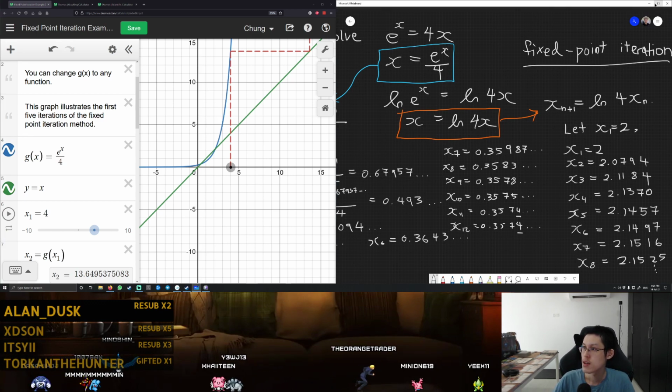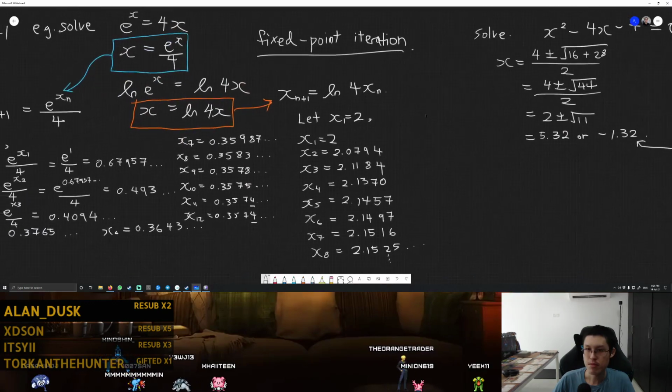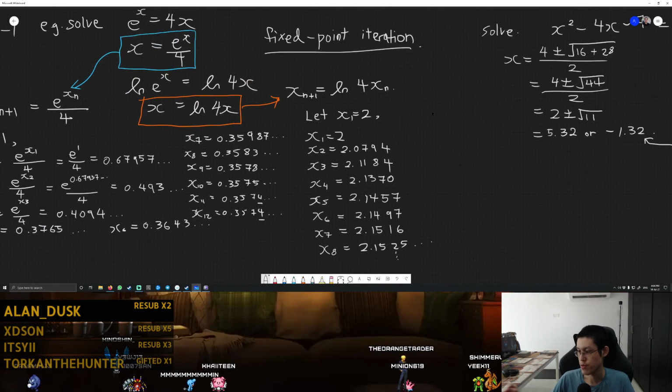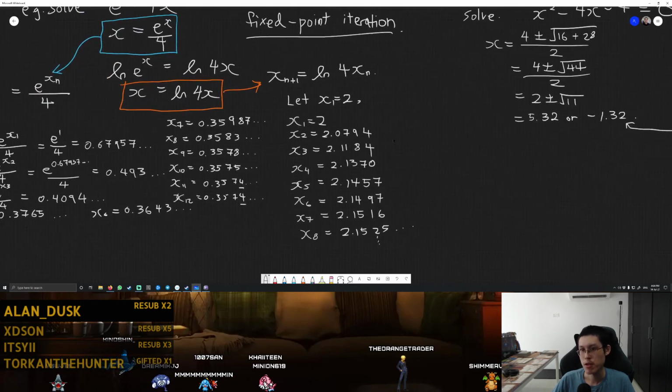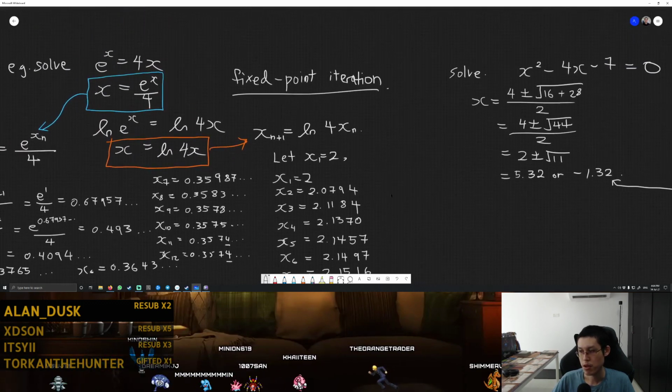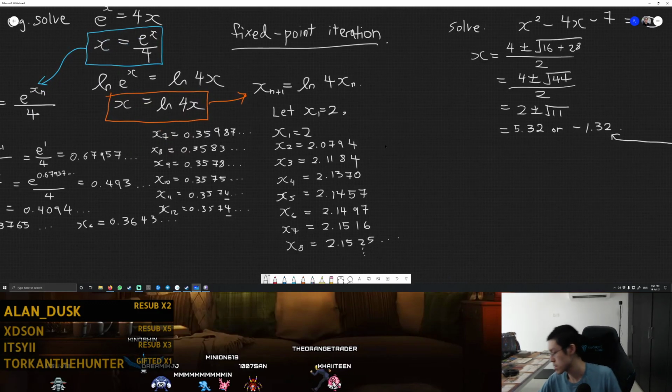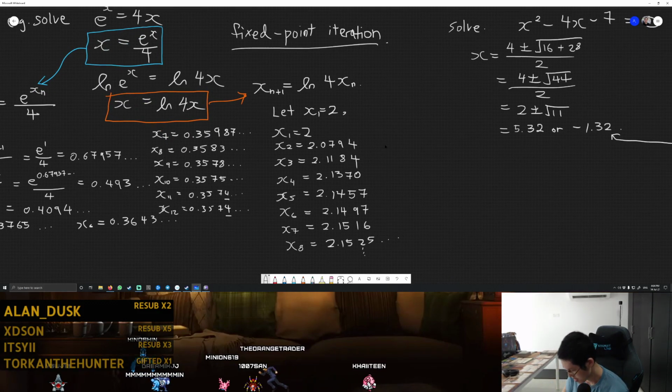Now this is actually very useful for solving any kind of equation, really. Even something that is very difficult to solve. Let's say you have some kind of quintic equation. So let me see if I can find an example here.